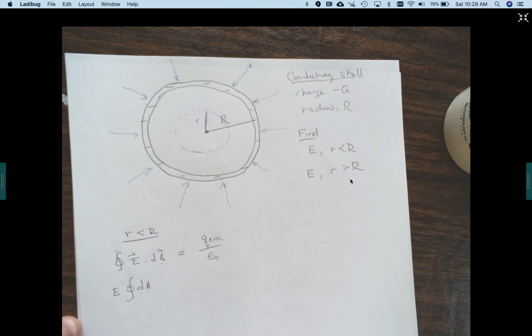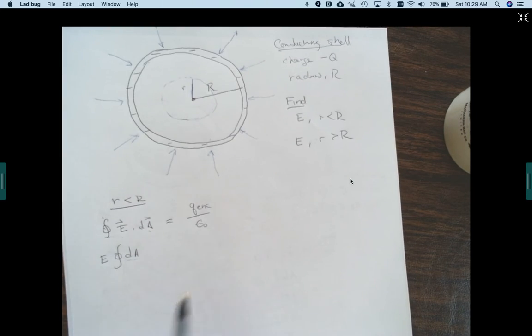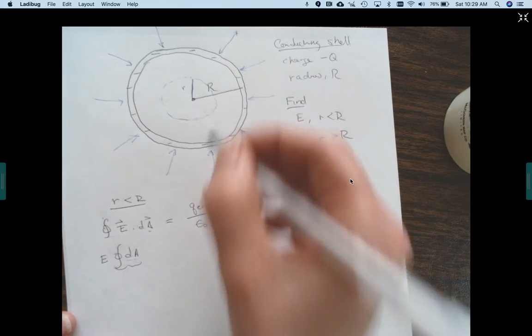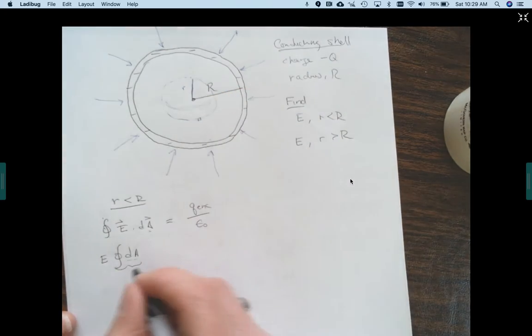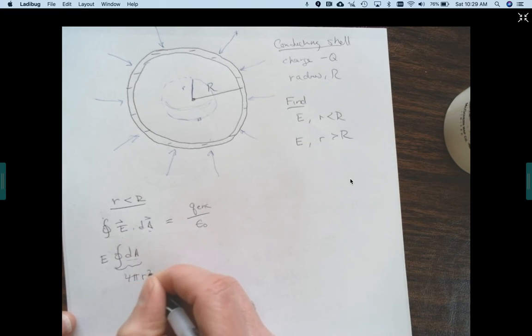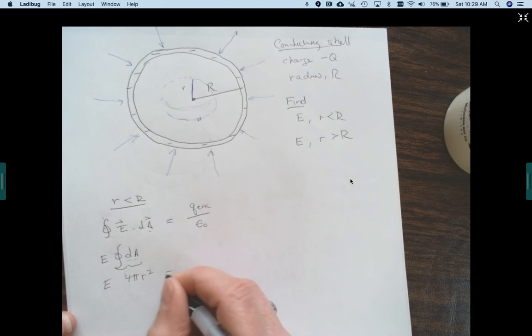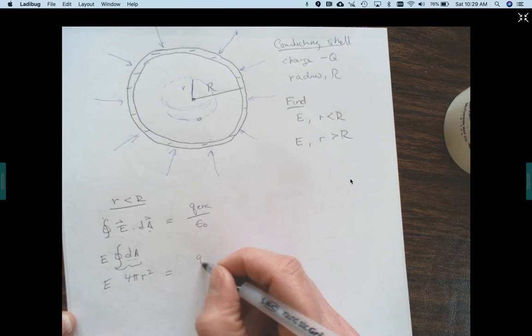We'll worry about direction in a minute. So cosine of theta is 1, that comes out. And again, this integral of my little area vector around this entire Gaussian sphere is going to be 4 pi r squared. It's the surface area of the sphere. Okay, and that's going to equal Q enclosed over epsilon naught.